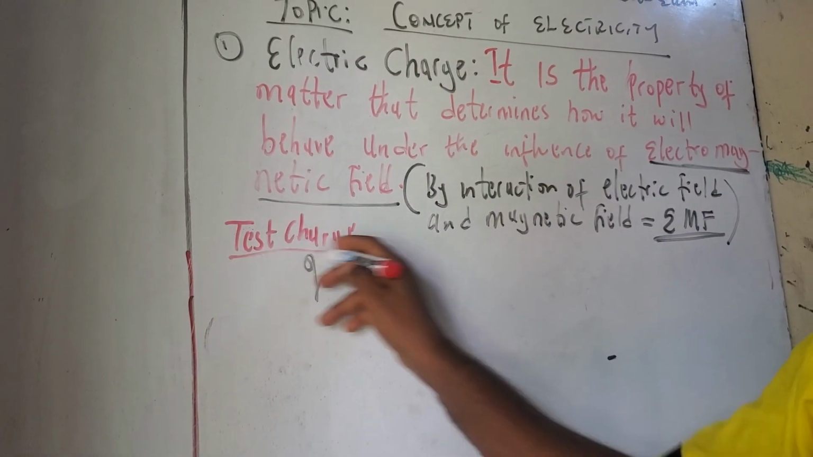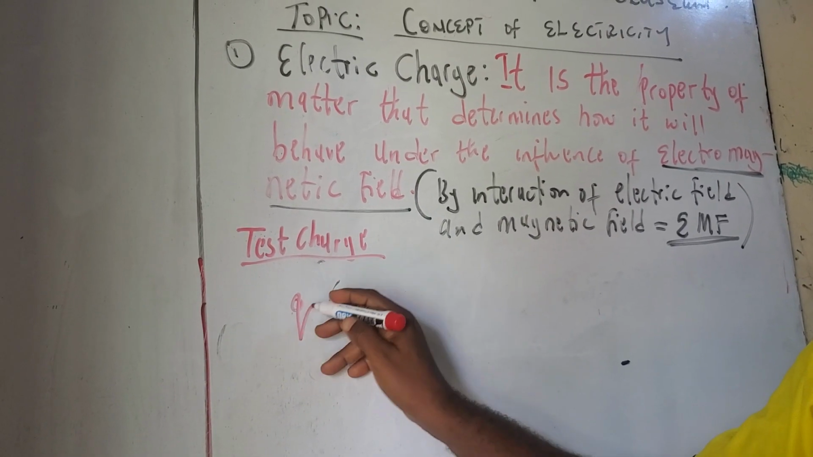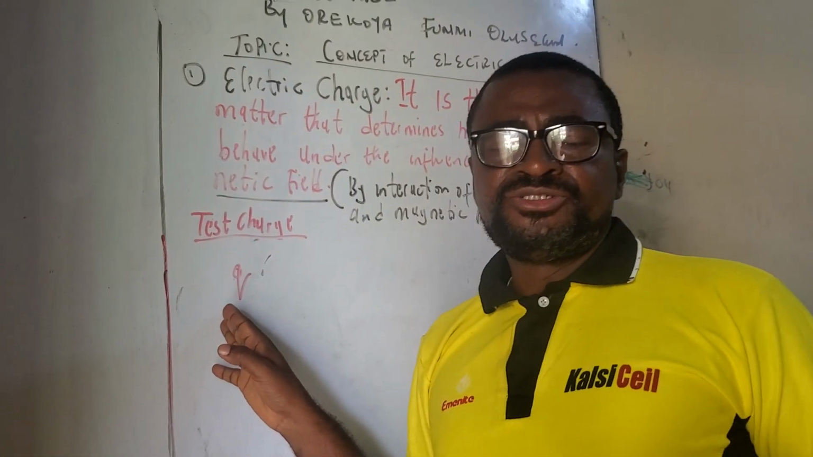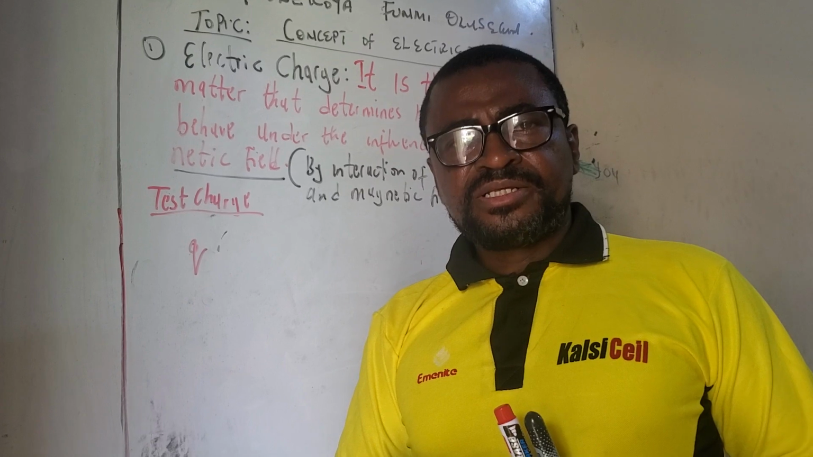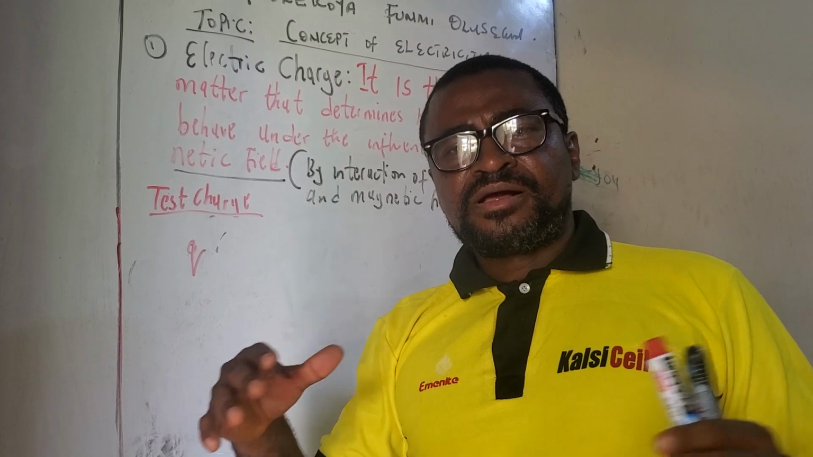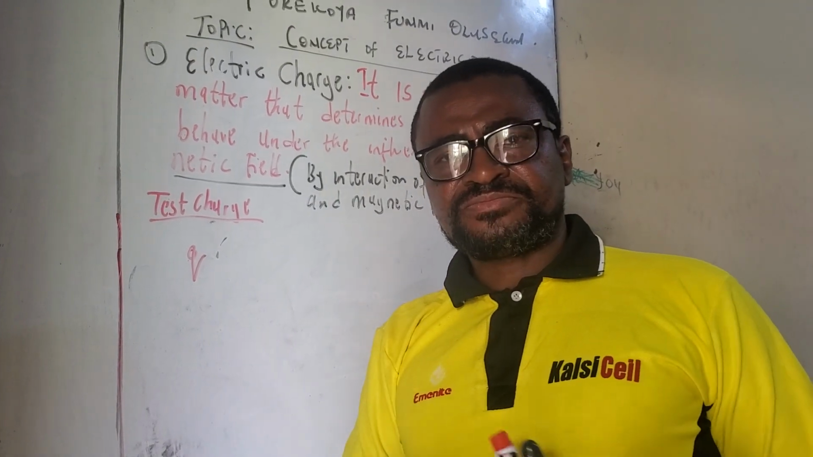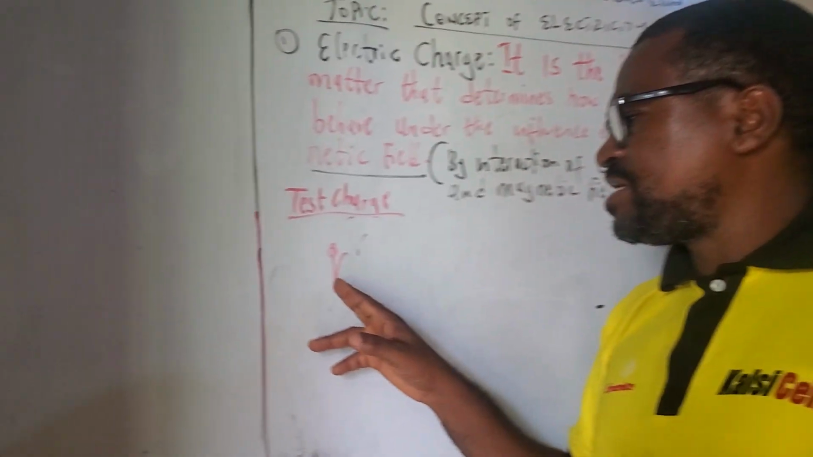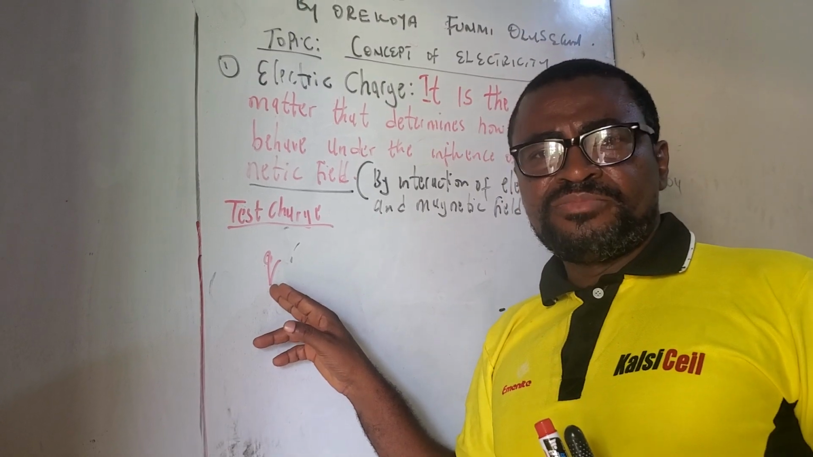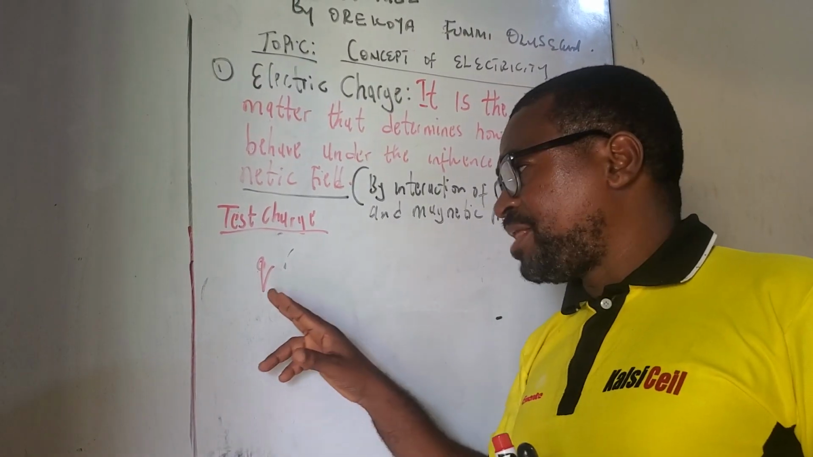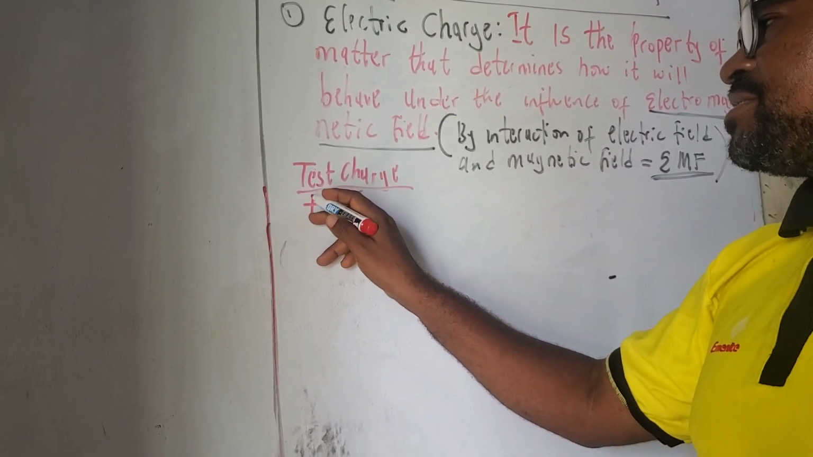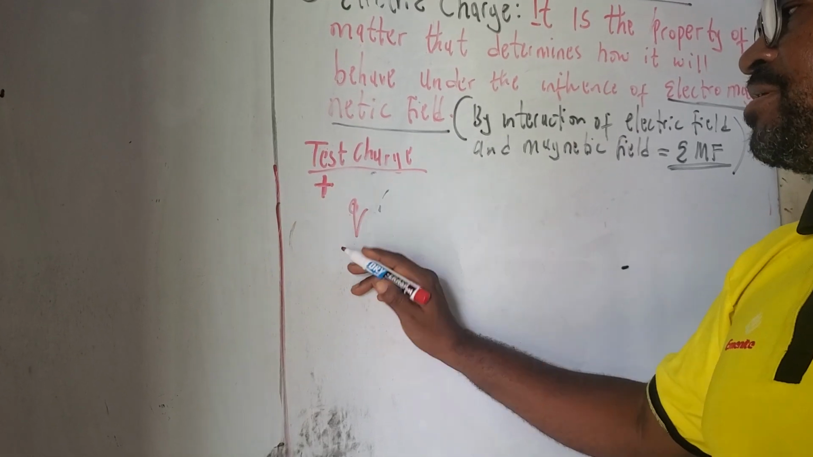Q, this Q that we have here. Now, let me first of all describe the test charge. A test charge is used to determine the behavior of the line of force surrounding another charge. What I am trying to say is this: when we place a test charge close to another charge, is this test charge going to be attracted or repelled by the other charge? Now, conventionally, the test charge is normally taken as carrying a positive charge.